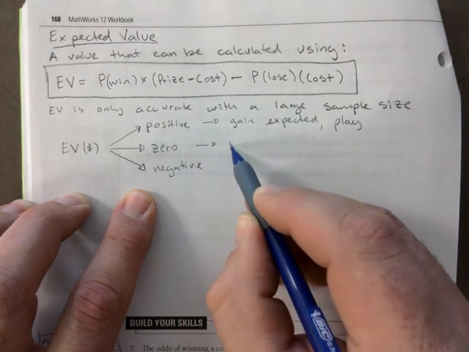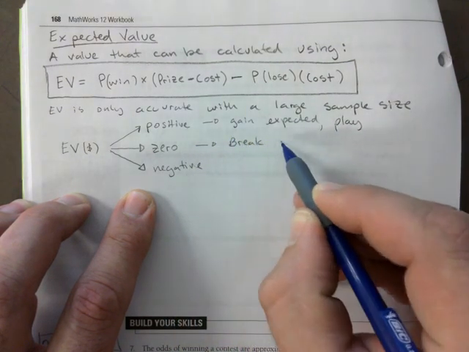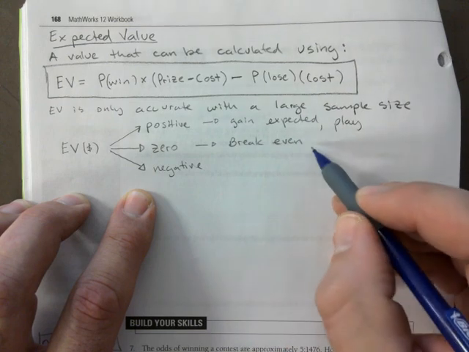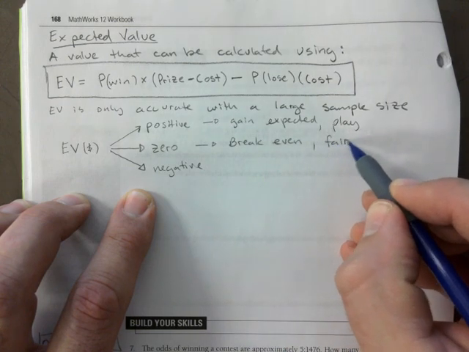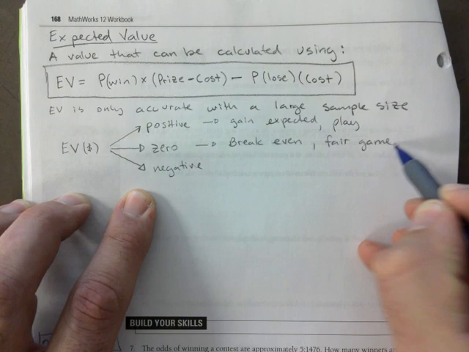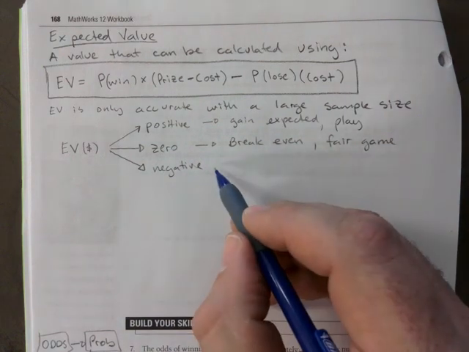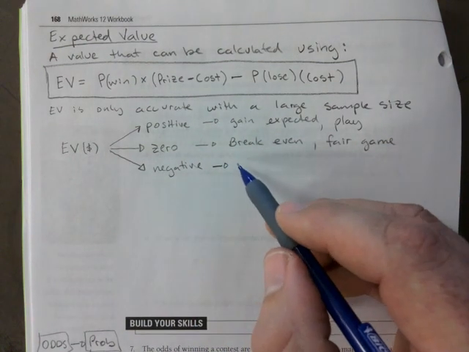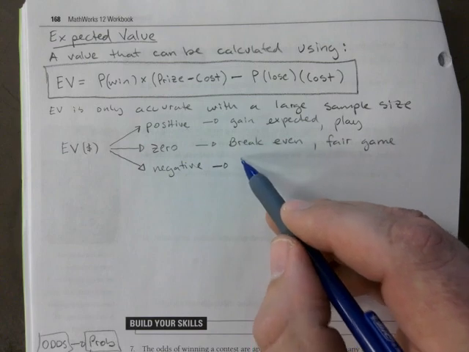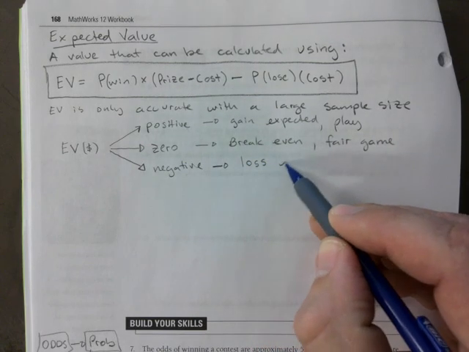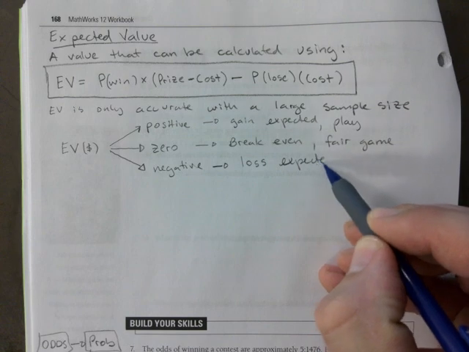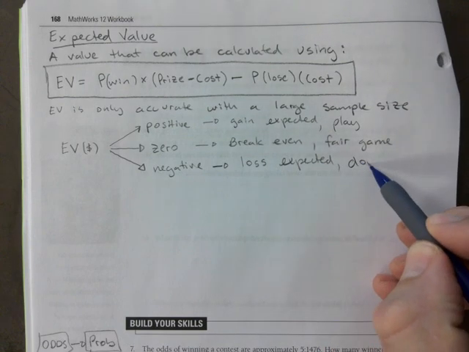You break even. We call that a fair game, right? It's not just like the person running the game will make all the money. Sometimes you'll win, sometimes, right? So it's a fair game. And here, loss expected. Don't play.